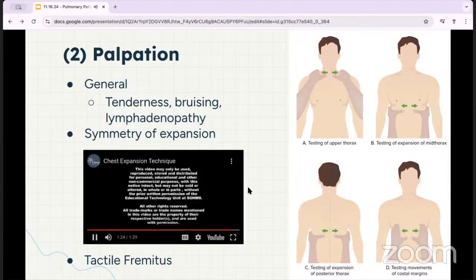Brilliant. Thank you. So you can see here how the thumbs moved apart and returned back, and that was done evenly, so that patient has symmetric chest expansion.